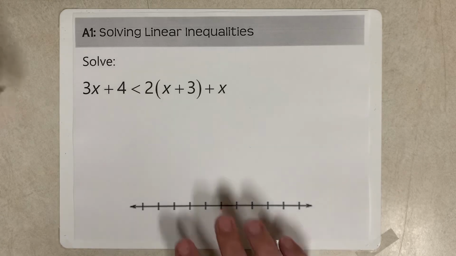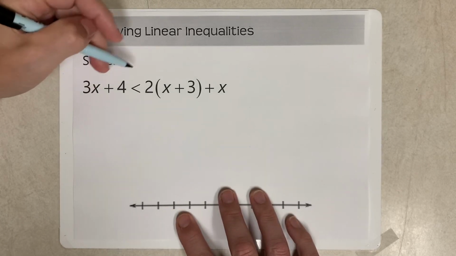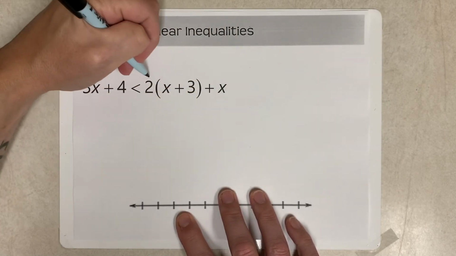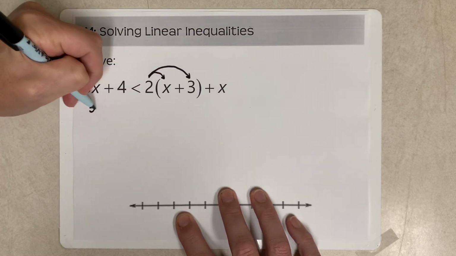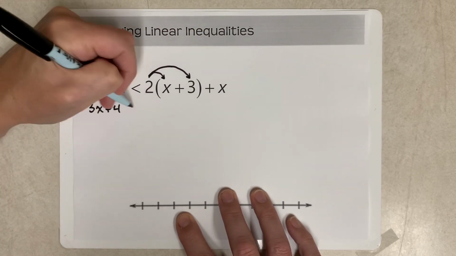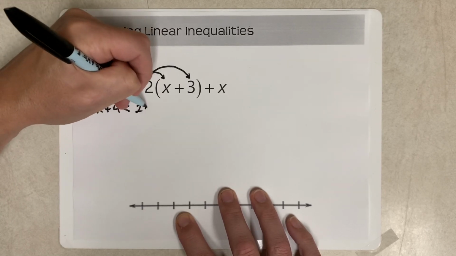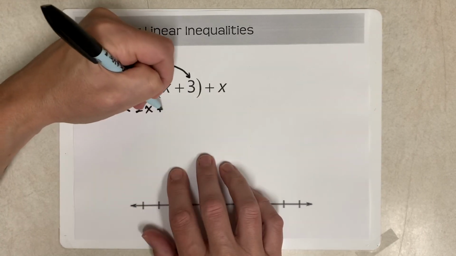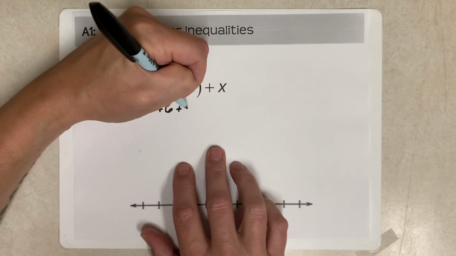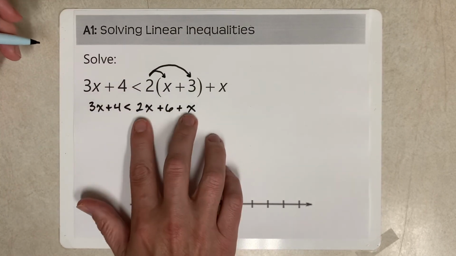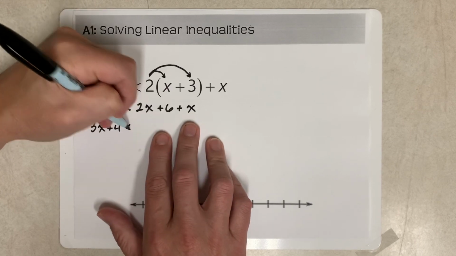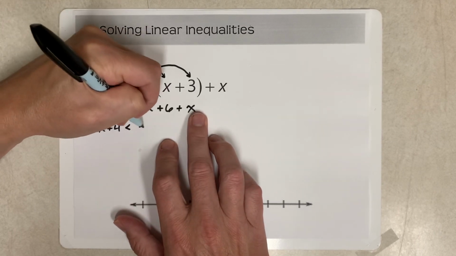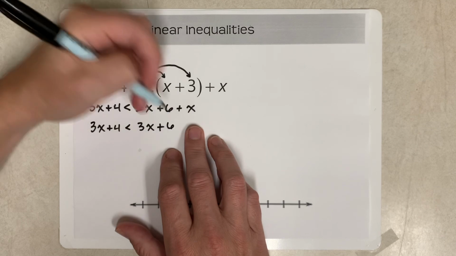All right, let's see how this one's going to work. We have 3x plus 4 on this side. On this side, we can distribute the 2. So we would have 3x plus 4 less than 2x plus 6, and then plus another x at the end, don't forget that. We can clean this up a little bit. Now we have 3x plus 4 less than 2x and another x make 3x, plus 6.